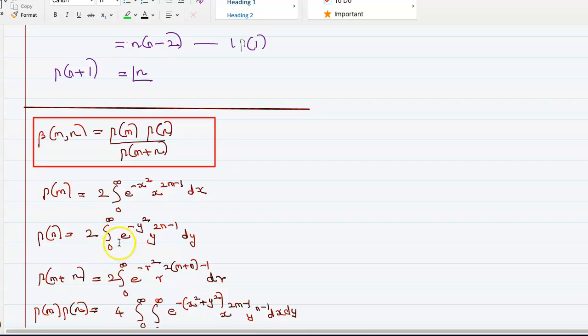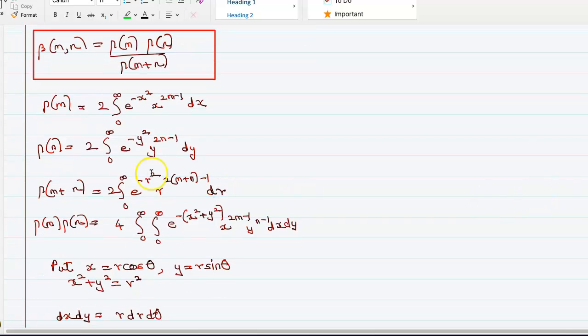And gamma n is twice integral 0 to infinity e raised to minus y squared, y raised to 2n minus 1 dy. Gamma m plus n will be twice integral 0 to infinity, I am taking the variable as r because we have already chosen x and y, so it is e raised to minus r squared, r raised to 2 into m plus n minus 1 dr.